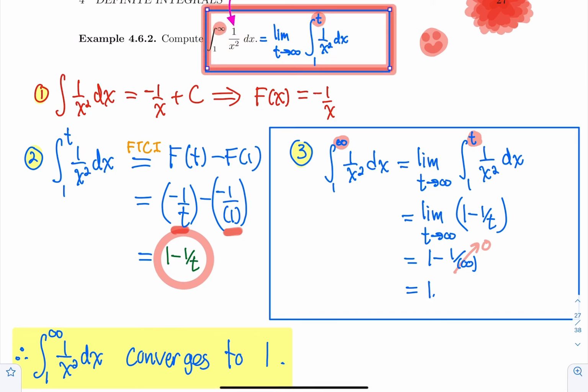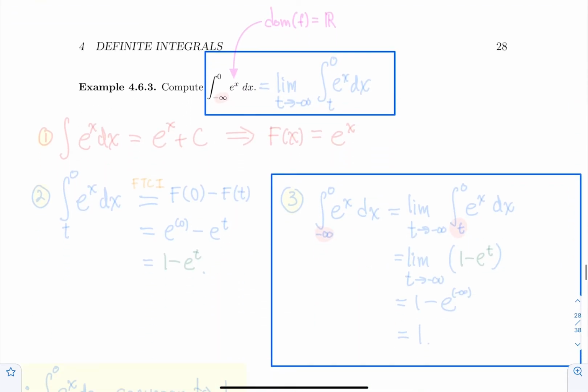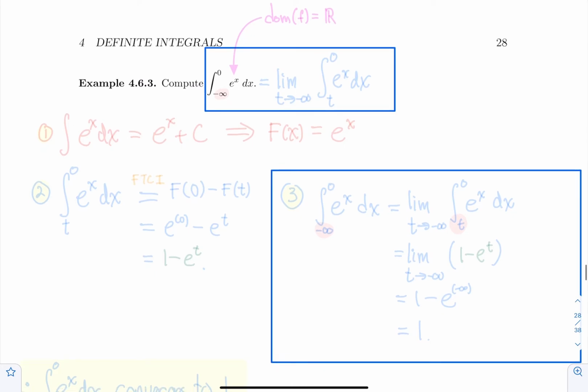Let's compute the integral from minus infinity to 0 of e^x dx. So the first thing you do from now on, every time you compute an integral with bounds, is compute the domain of your integrand. Here the function is e^x. e^x is defined everywhere, so the domain is everything. So the only issue we have with this integral is the lower bound being minus infinity. So that's our bad bound.